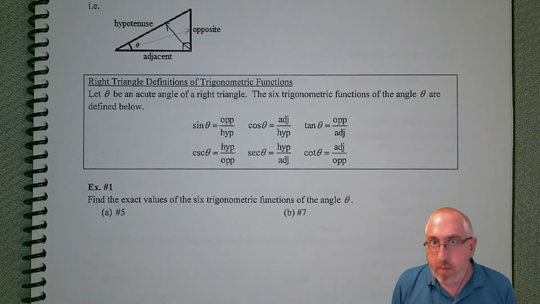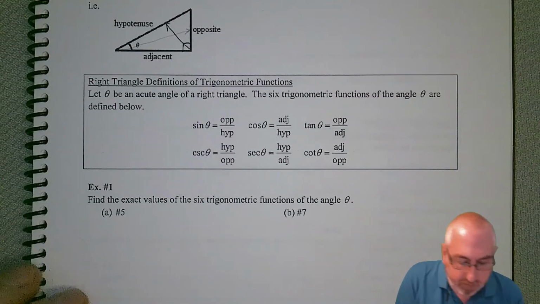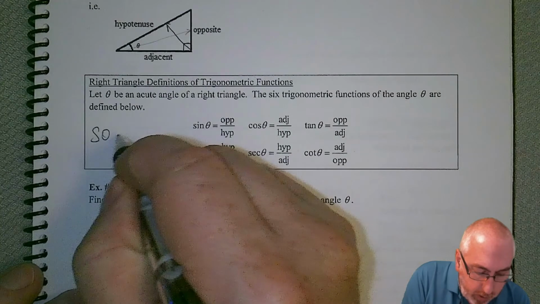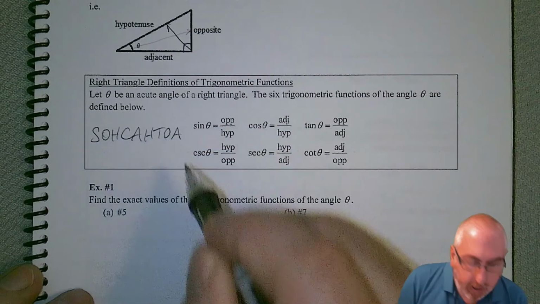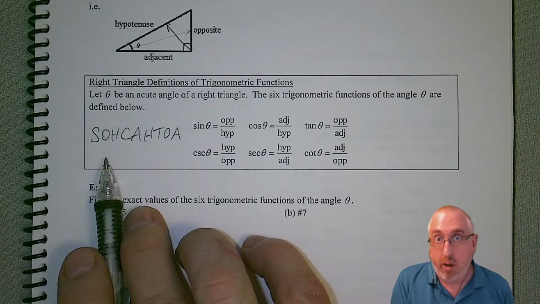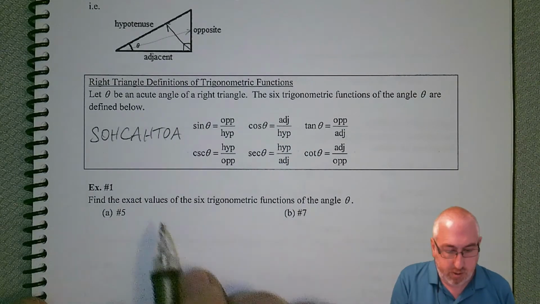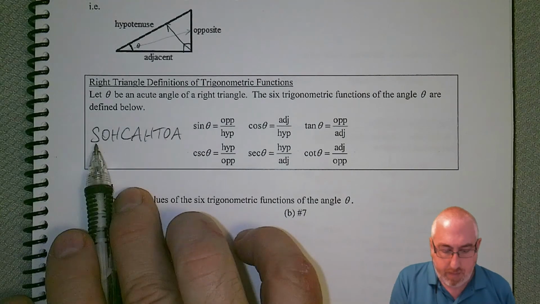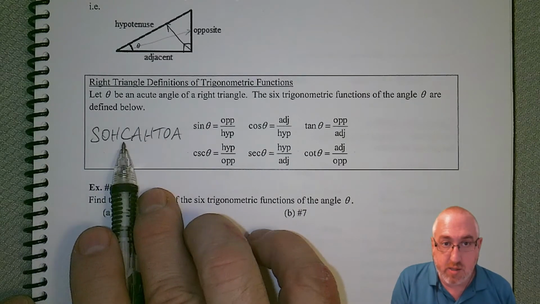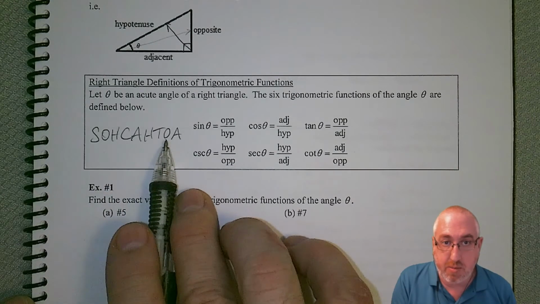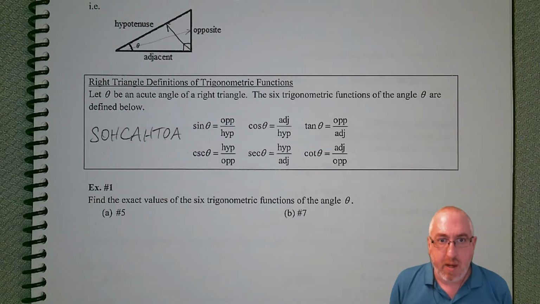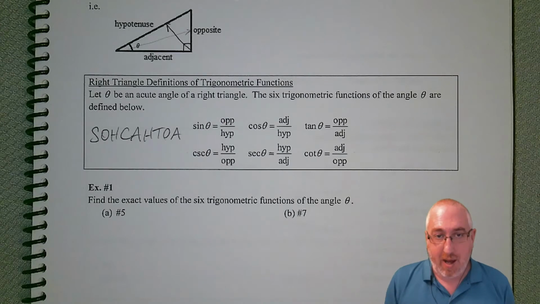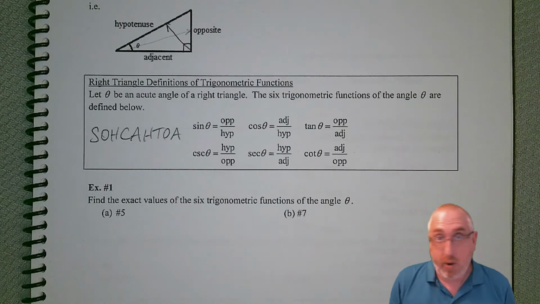So what's a little acronym that you can use? You've probably heard this before. SOHCAHTOA. And some people like to call that SOHCAHTOA. So sine is opposite over hypotenuse, cosine is adjacent over hypotenuse, tangent is opposite over adjacent. It's a nice, easy way to remember that. There are other little acronyms you can Google if you want, but there are lots of ways to remember that. So whatever way works for you.